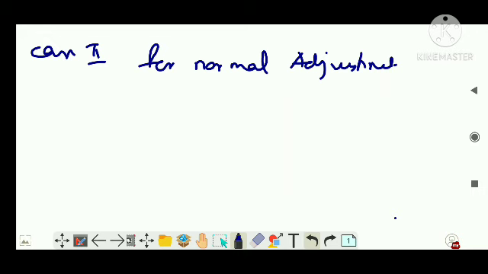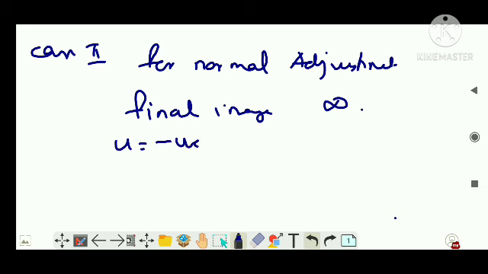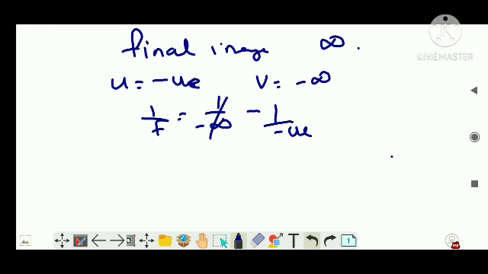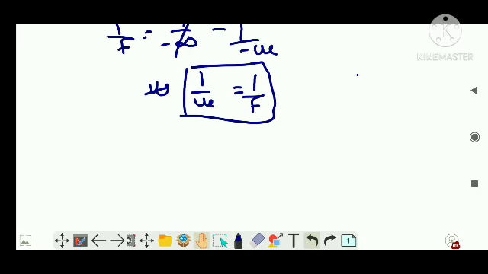So that means you are looking at an infinite distance, right? The final image will be at infinity. Object is here itself, that is object position is minus UE. V will be minus infinity, right? Then 1 by F is equal to 1 by infinity, that is minus 1 by minus UE. 1 by infinity goes as 0, so 1 by UE is equal to 1 by F.